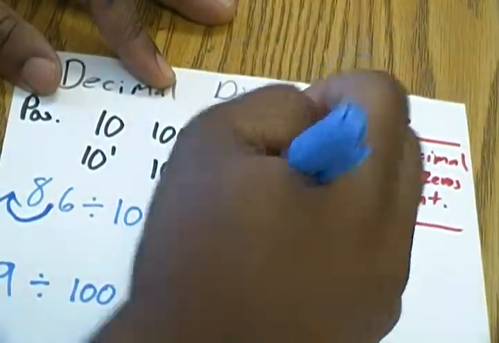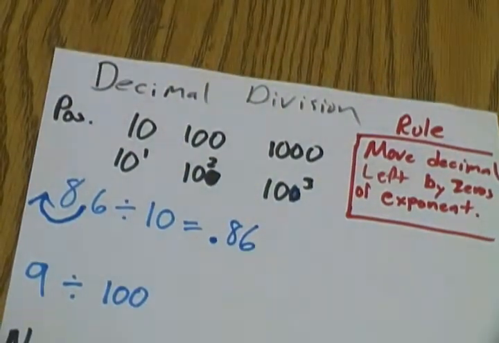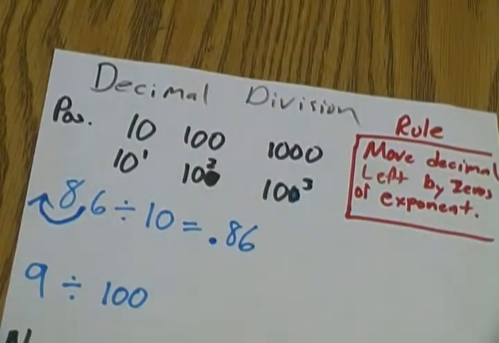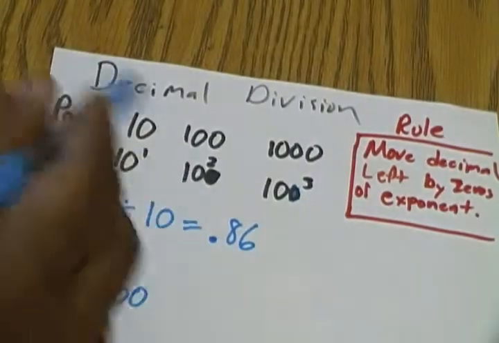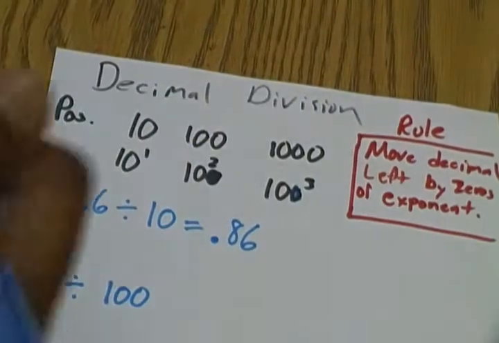My answer is going to be 86 hundredths. The reason why is that when you divide a decimal number by 10, you're making it smaller. You're cutting it into smaller pieces. So I'm trying to cut 8.6 into smaller pieces of 10. When you divide by 10, you get 86 hundredths.